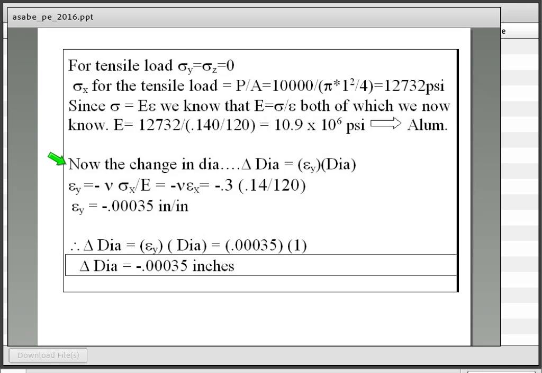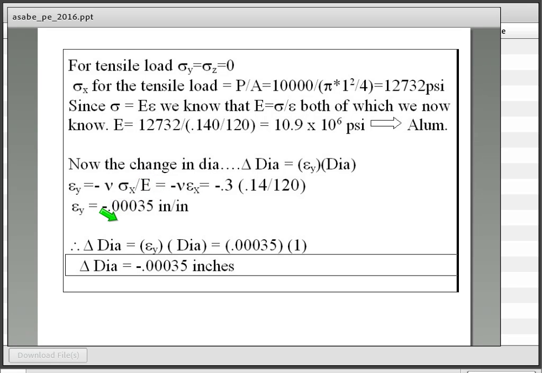Well, we know that the change in diameter is the strain in the transverse direction times the original diameter. So that would be the Poisson's ratio times the strain in the x direction over E. Poisson's ratio times the strain in the x direction would give us the strain in the y direction, according to Hooke's law.